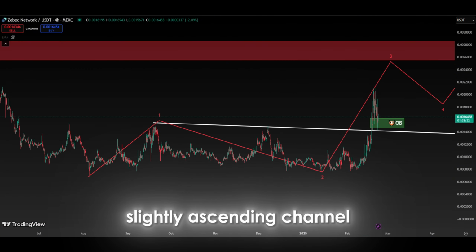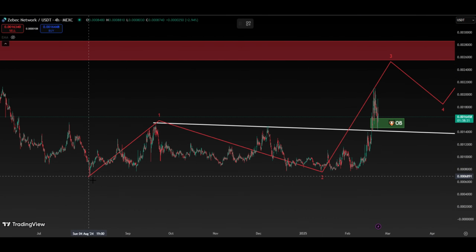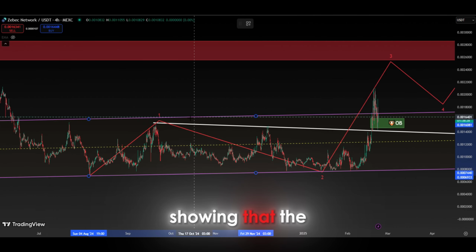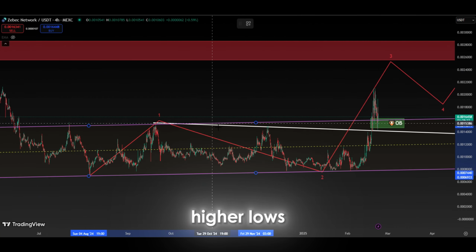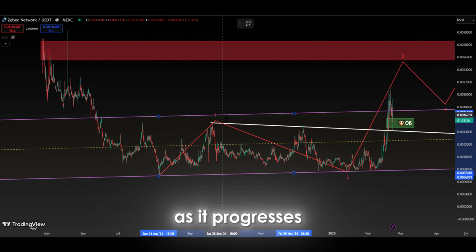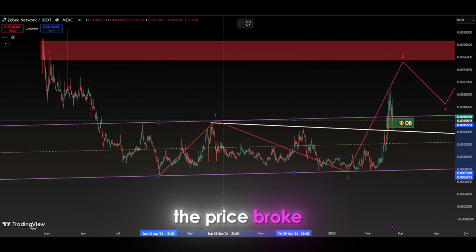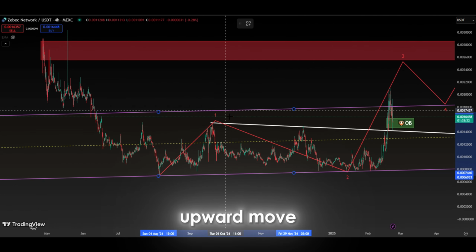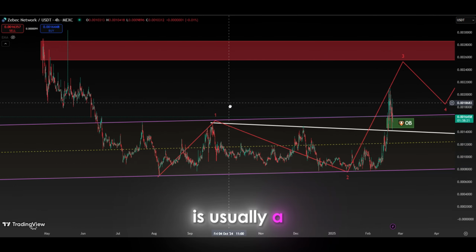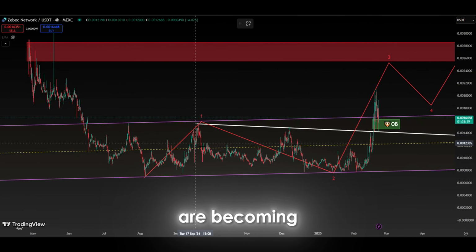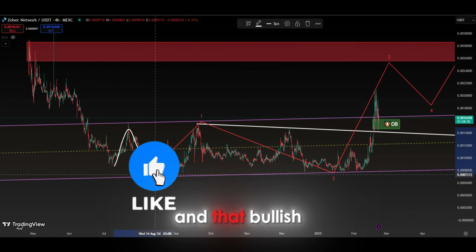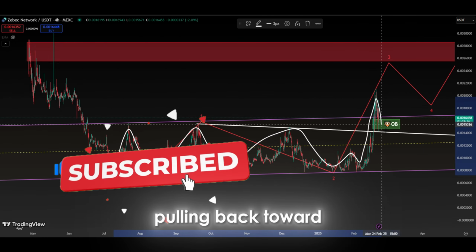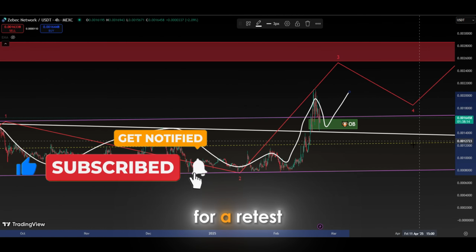There was a slightly ascending channel in which the price was moving. Such channels generally indicate a gradual uptrend, showing that the price is making higher lows and higher highs as it progresses. In recent movements, the price broke above the upper band of this ascending channel, making an upward move. Breaking out of the channel is usually a sign that buyers are becoming stronger in the market and that bullish momentum is increasing. Currently, the price is pulling back toward the broken level for a retest.